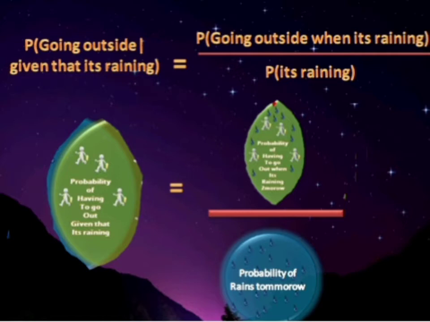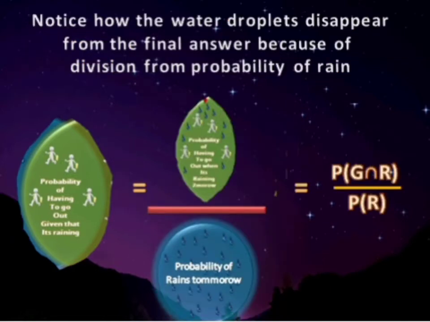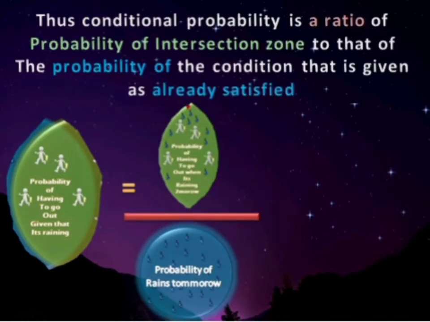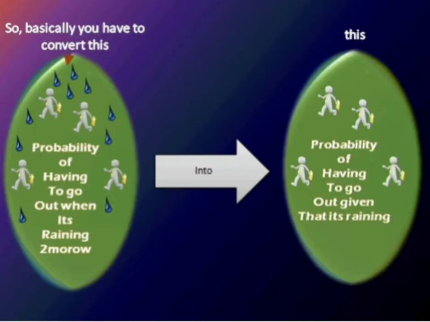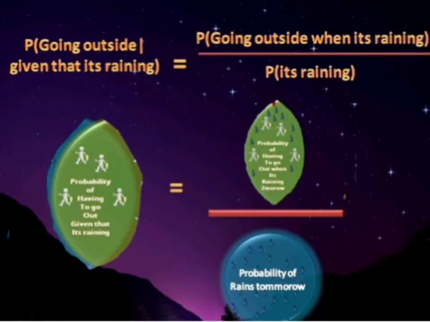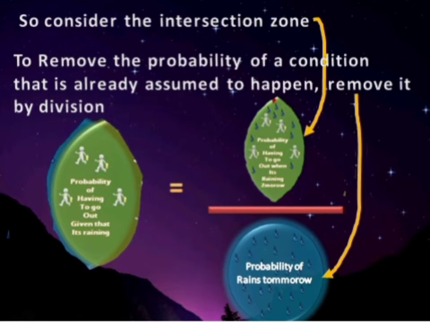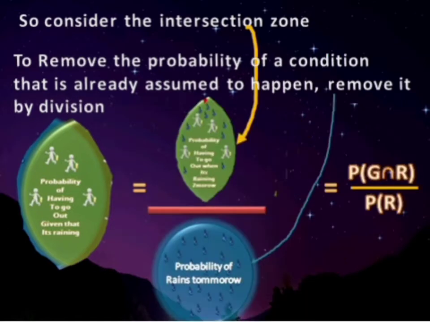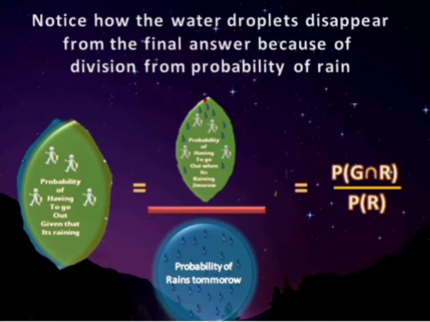But given that it is raining, you have to find out the probability of you having to go out that day. So because both of these events are happening, you are dealing only in the intersection zone, which is denoted by the green area. From this green area, from this overlapping zone, you have to remove the probability of rain happening. Why? Because it is already given. So P of R, let's say P of R represents the probability that it is going to rain. You have to remove it from the equation.